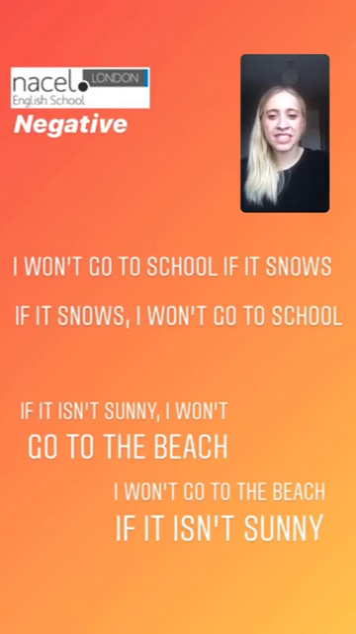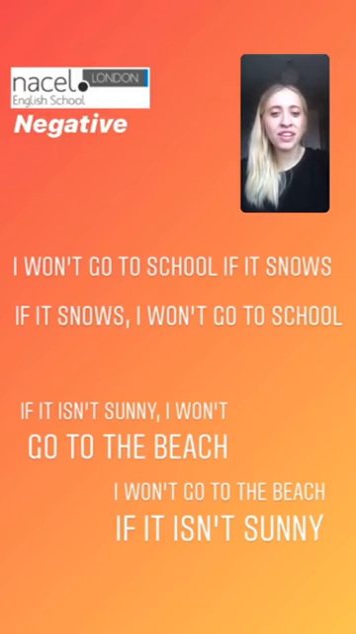We also have the sentence, if it isn't sunny, I won't go to the beach. Two negatives. If it isn't sunny, I won't go to the beach. And the reverse, I won't go to the beach if it isn't sunny. Both of these have the same meaning, okay? But we're using a negative form of this.